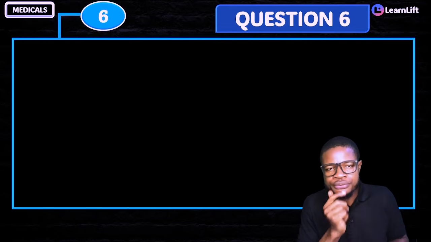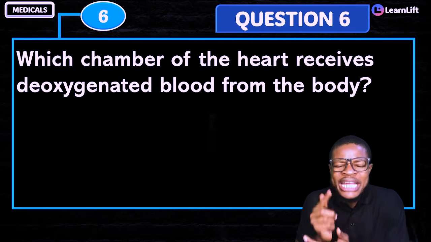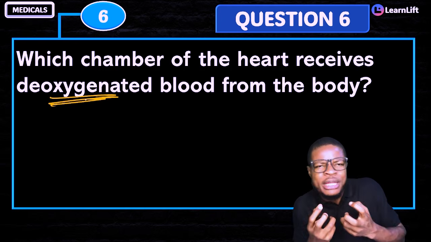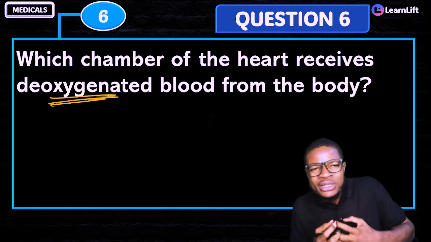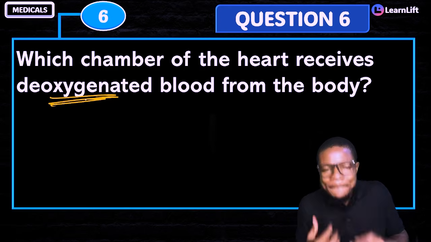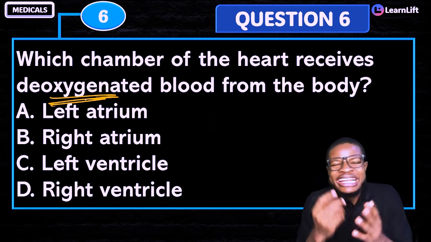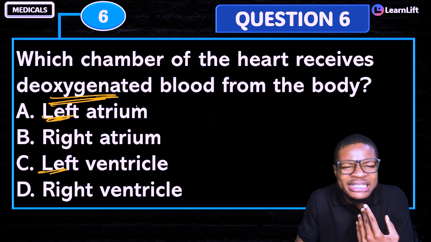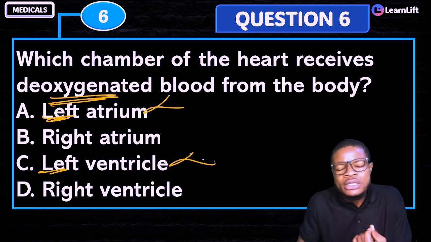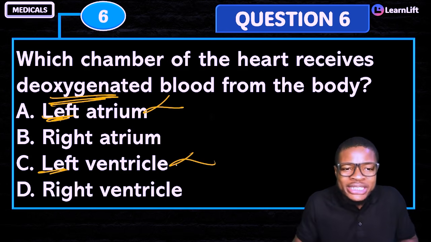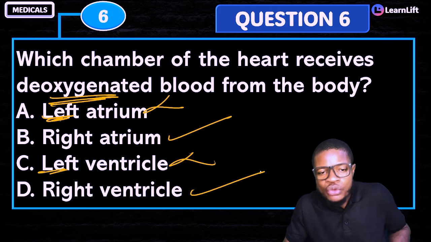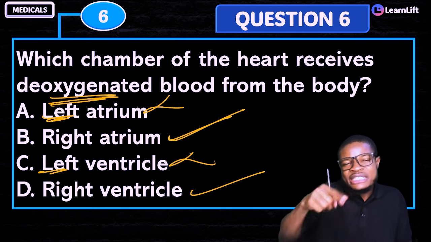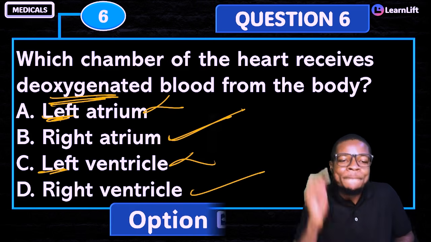Answer this question for us. The question says, which chamber of the heart receives deoxygenated blood from the body? Anything deoxygenated, it is the right chamber of the heart. But which of them in particular? Is it the left atrium? It can't be left. Anything left cannot be the answer. It is always right. The one that receives deoxygenated blood is the right. So is it the right atrium or the right ventricle? Of course, the right atrium receives it and then sends it to the right ventricle. So option B, right atrium, is the answer.